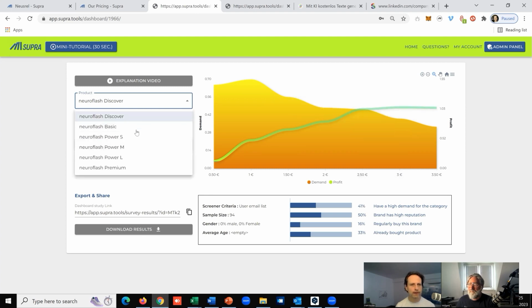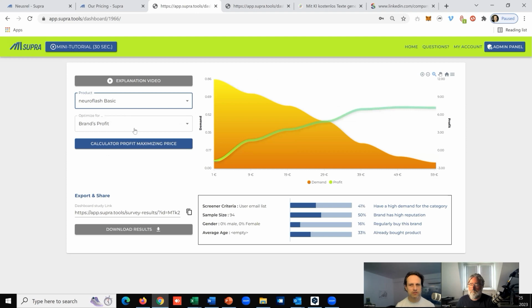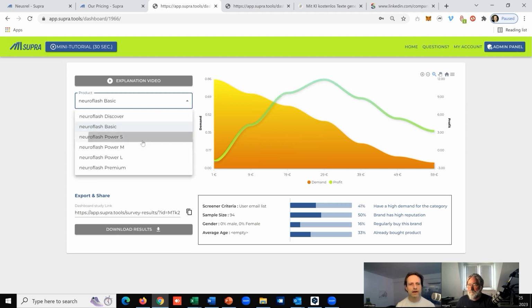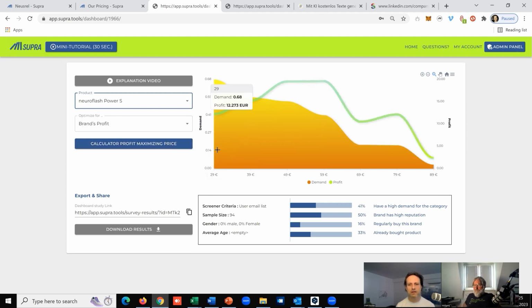Okay, let's look at Basic. The Basic is what we sell today for $29. That's the price demand function. Actually, it's exactly the optimal price today. The Power S is what they sell today for 59. You see here that, okay, it's 59 or 49.